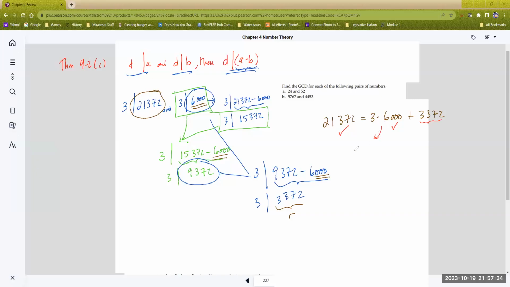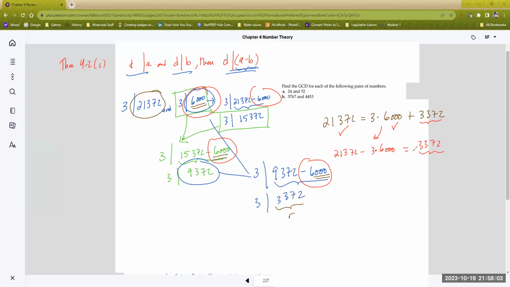If you want, you could bring this to the other side and say it's really 21,372 minus 3 groups of 6,000, because that's really what it is. And that gives you 3,372. This is your remainder. So the Euclidean algorithm is a way of using division in the form of repeated subtraction. It's like take off 6,000. There it is. Take off another 6,000. Take off another 6,000. Take off as many as you want.